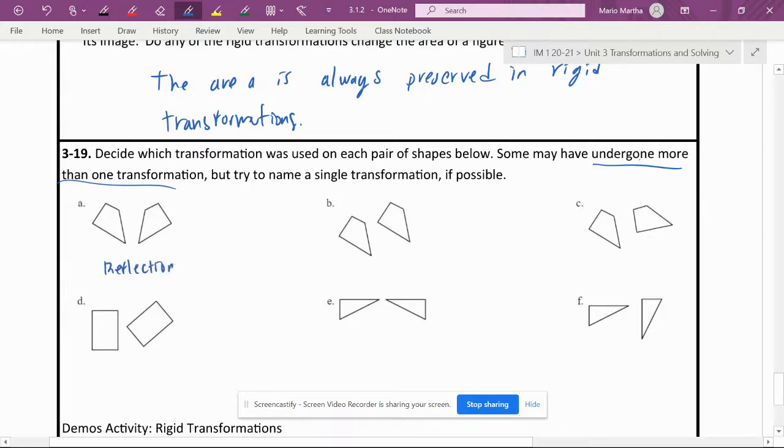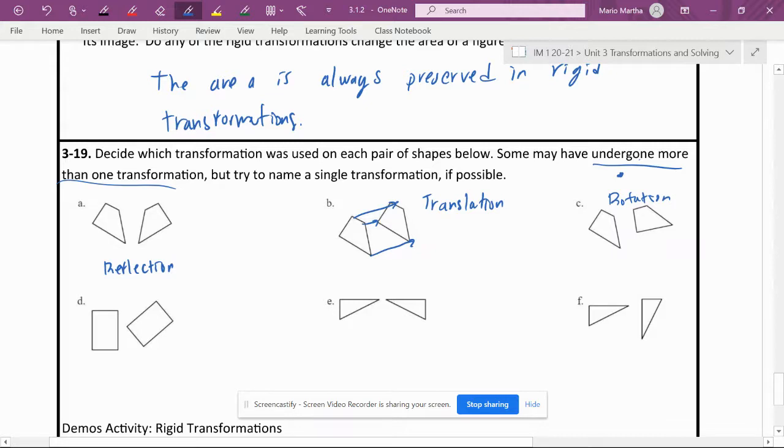All right. For B, again, what do you think it is? Reflection, rotation, or translation? I would say translation, right? In this direction, if you notice. So this is translation. For C, what do you think it is? Reflection, rotation, or translation? To me, this would be a rotation, like around over here. So rotation.